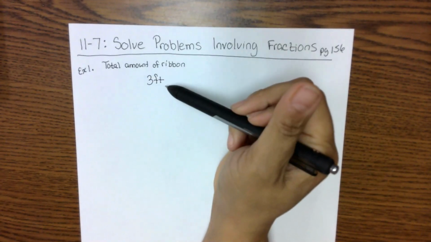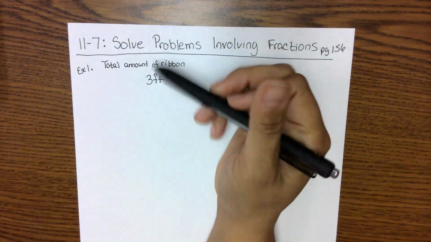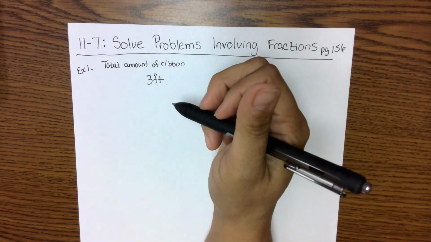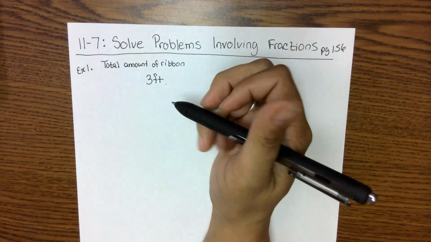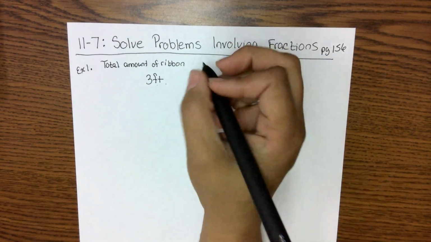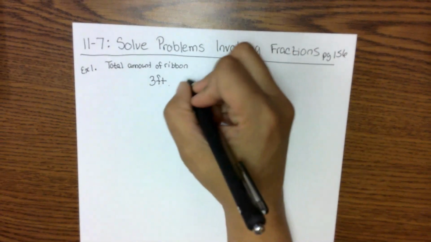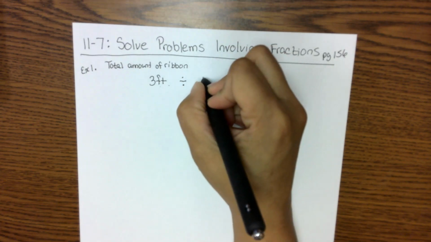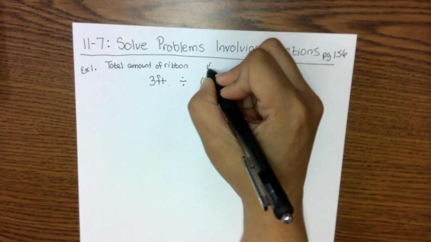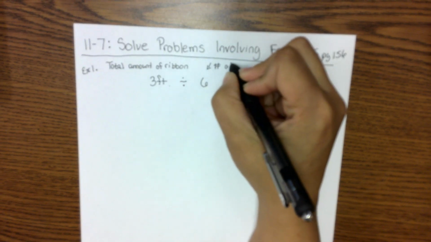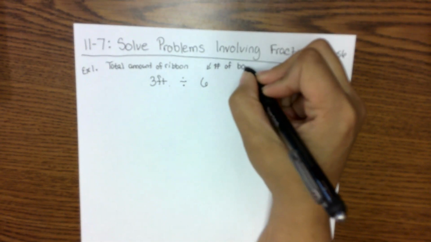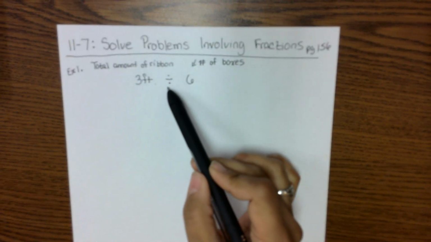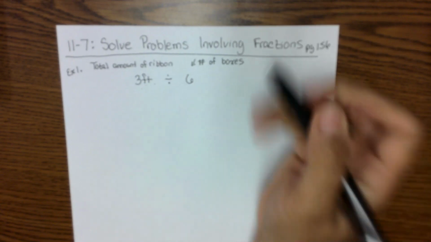When you're dividing, you start with the total amount. What is it that we're splitting up? We're splitting up 3 feet of ribbon. 3 feet of ribbon. And we're splitting it between what? 6 boxes. So she has 3 feet of ribbon, and she's dividing it between 6 boxes.